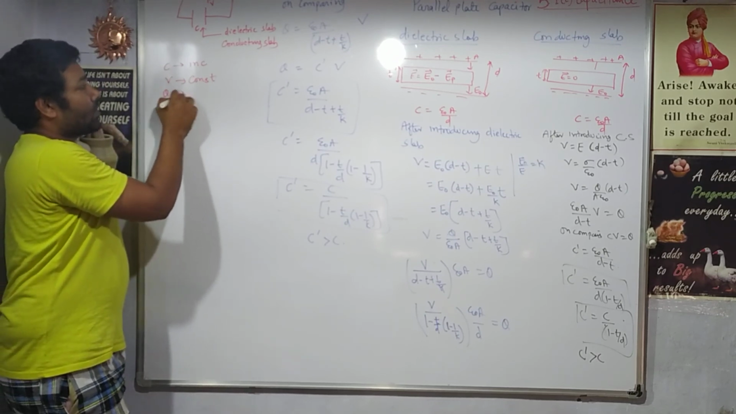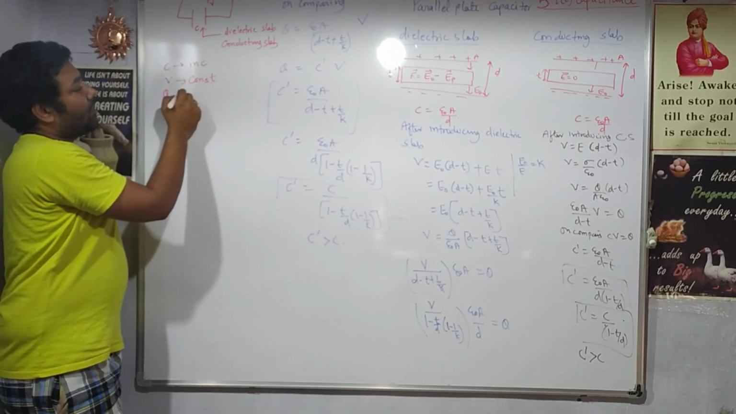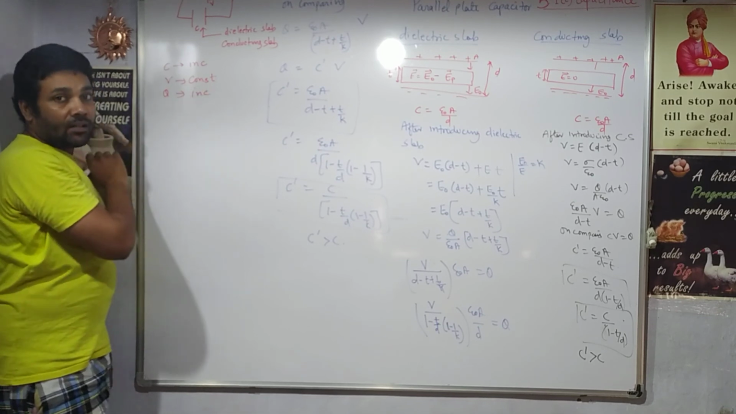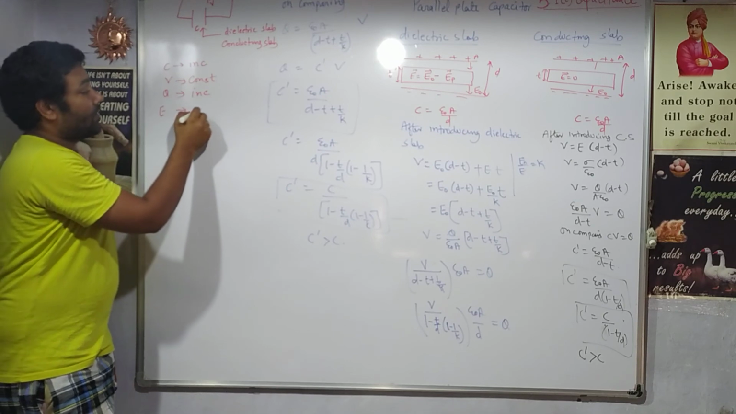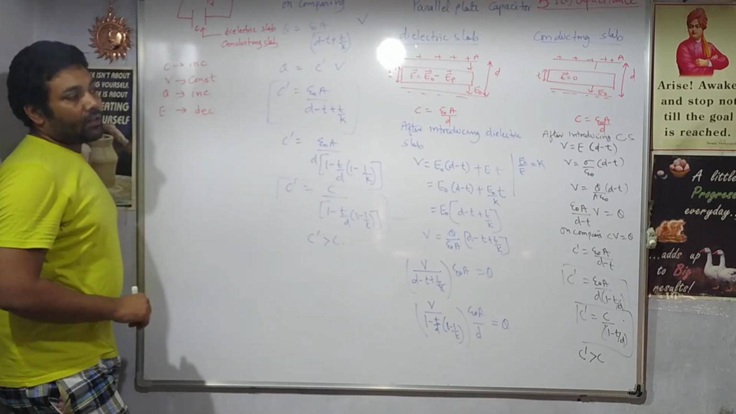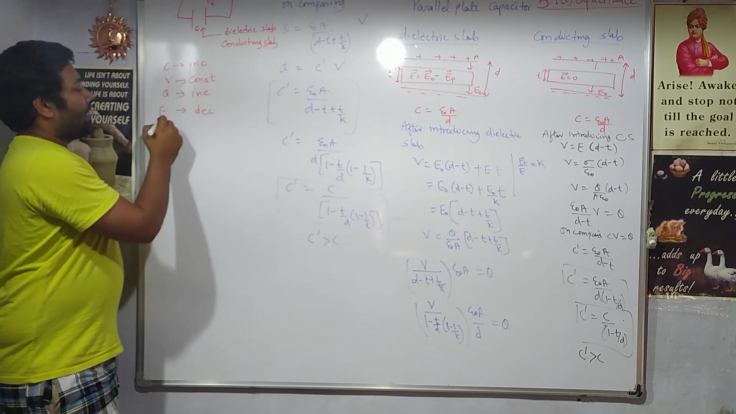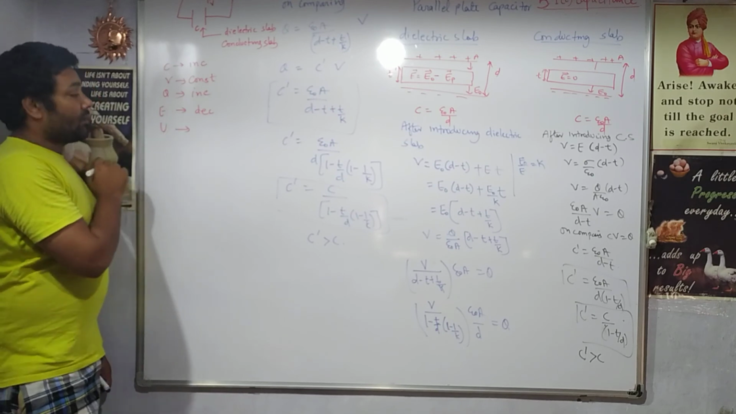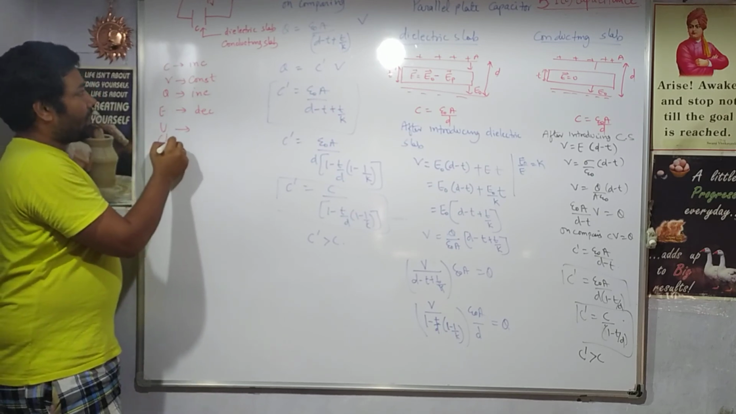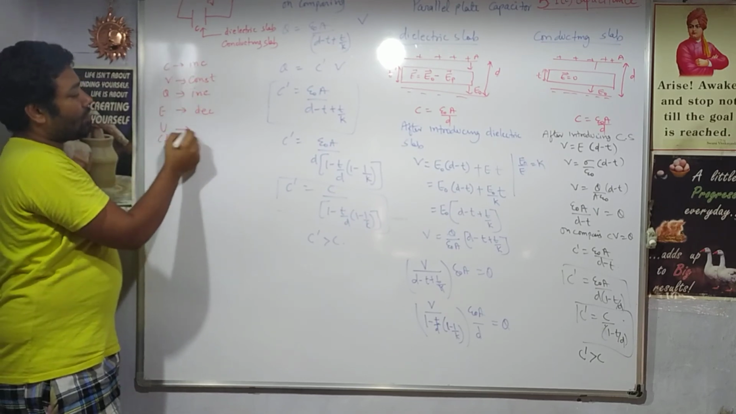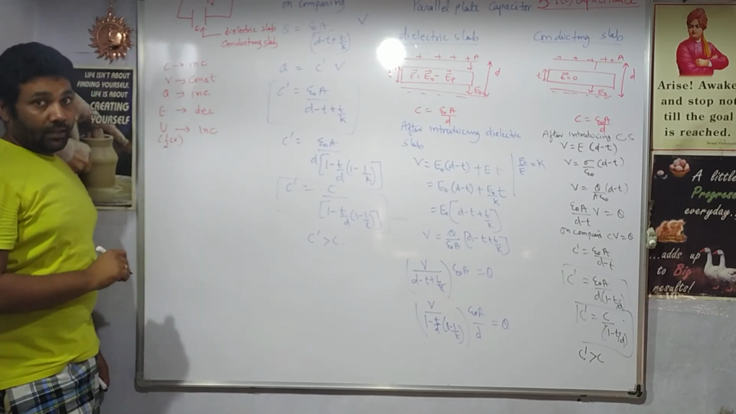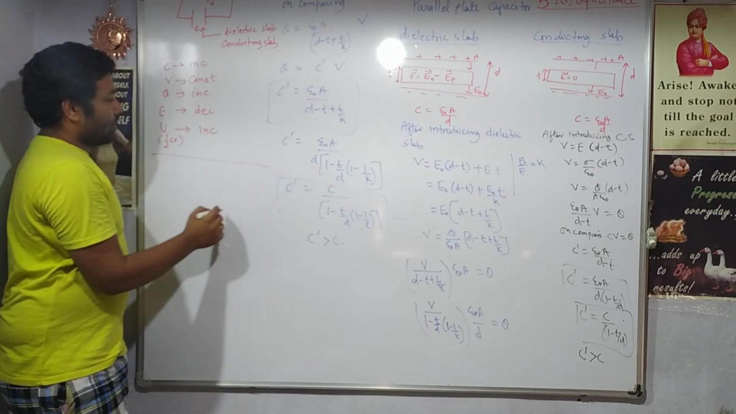What will happen to the charge? Since the battery is there, again charge will increase. And since charge is increasing, what will happen to the electric field? Electric field will obviously decrease, we have seen. And ultimately what happens to the energy? For energy we can use this formula, half CV squared. V is remaining constant but C is increasing, so obviously energy will also increase. Let us see one more condition.